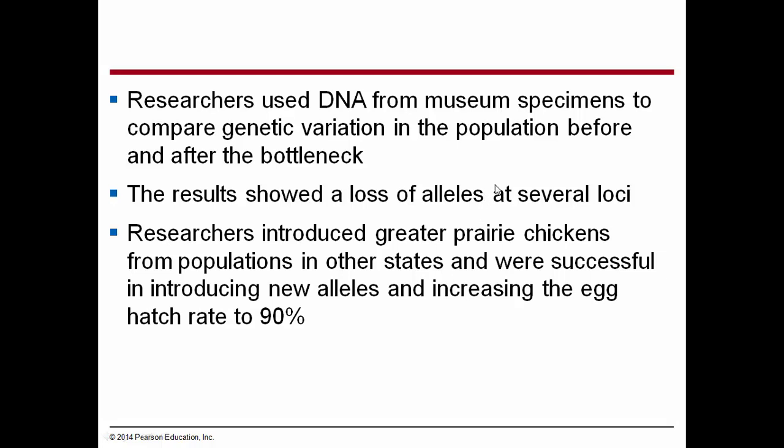Researchers use DNA from museum specimens to compare genetic variation in the population before and after the genetic bottleneck. The results showed a loss of alleles at several loci. Researchers introduced greater prairie chickens from populations in other states and were successful in introducing new alleles, increasing the egg hatch rate to 90%. So by understanding genetic variability, genetic drift and the bottleneck effect, we're able to undo those effects and increase genetic variability and improve the survivability of the species.